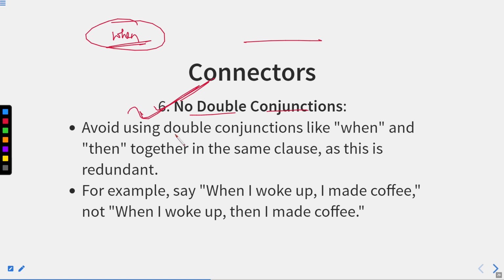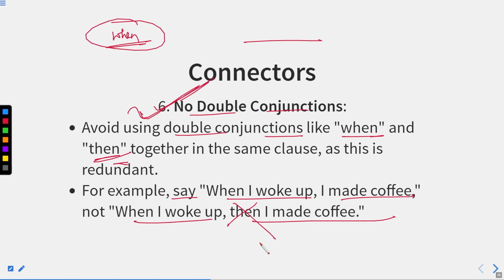Avoid using double conjunctions like when and then. We cannot use when and then together in the same clause, as this is redundant. For example, say, when I woke up, I made coffee. This is correct. But if I say, when I woke up, then I made coffee, this is incorrect. I cannot use when and then together.